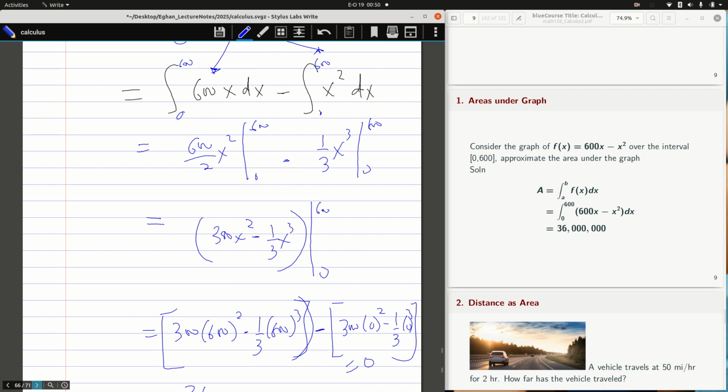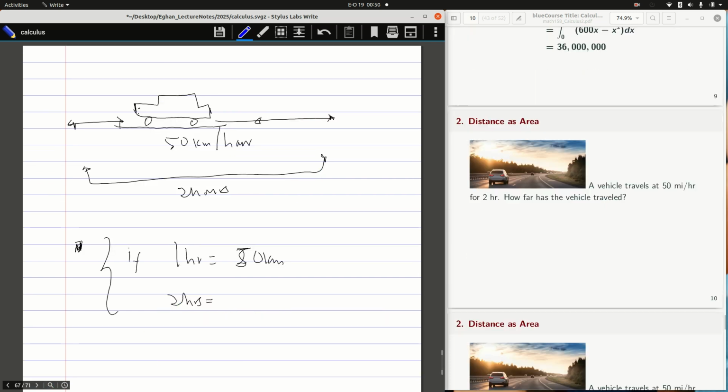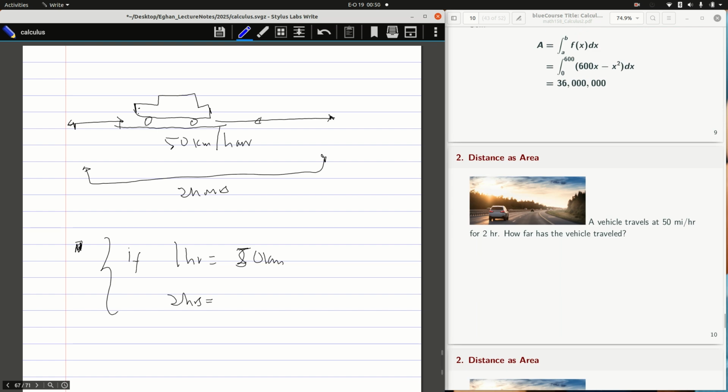Story number 2, we have a distance. We want to consider distance as an area, which is right. This is a very simple one. It says if a vehicle travels 50 miles per hour for 2 hours, how far has the vehicle traveled? I have my car drawn here as beautifully as I can. It says it's taking 50 kilometers per hour.